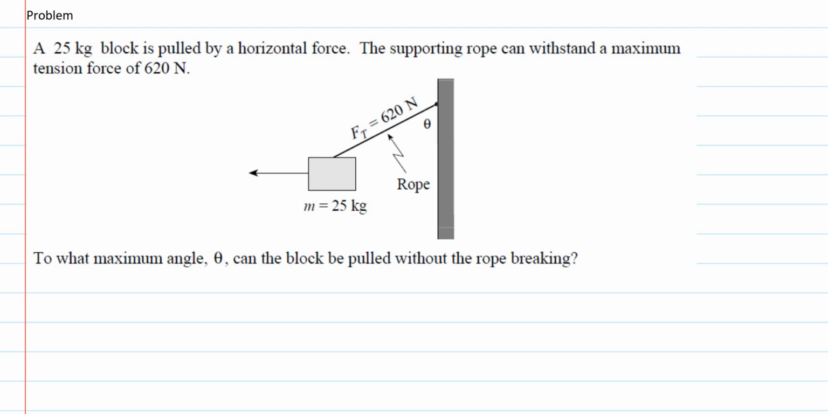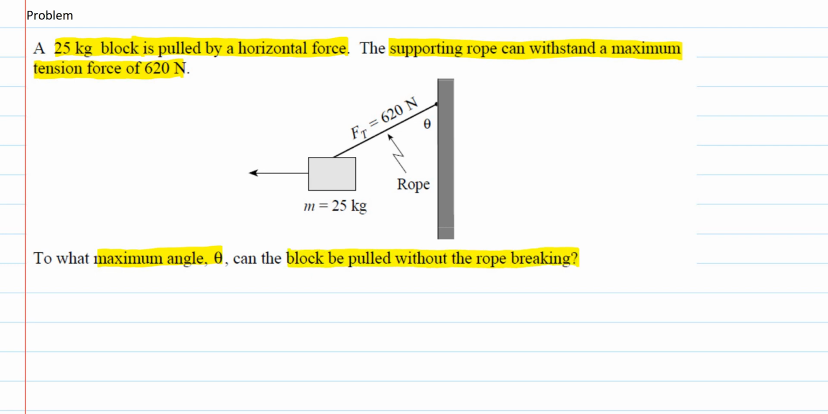All right, in this next question, we now have a 25 kilogram block and it's being pulled by a horizontal force, and the supporting rope can withstand a maximum tension force of 620 newtons, and we want to find the maximum angle that the block can be pulled without the rope breaking.